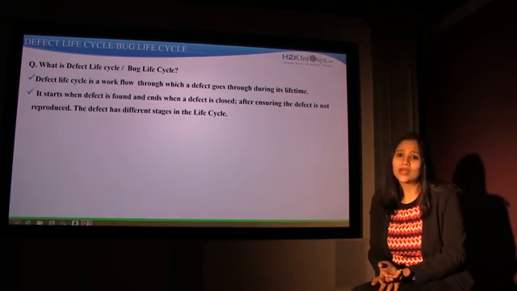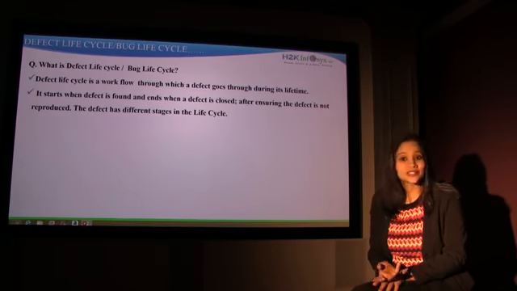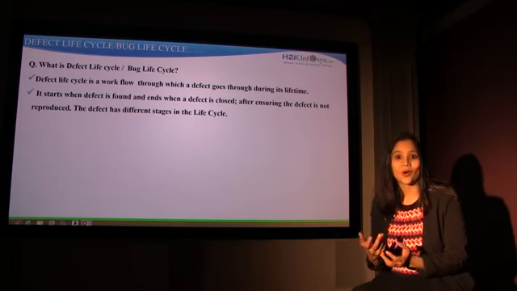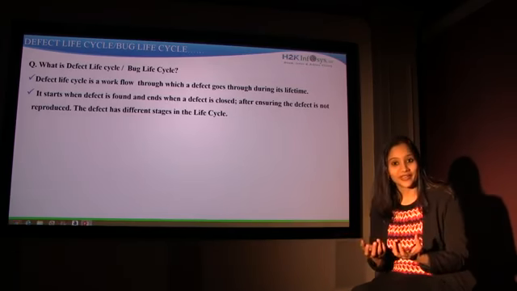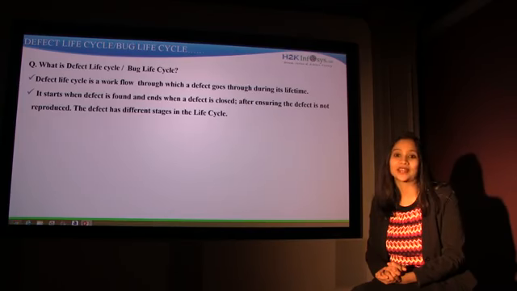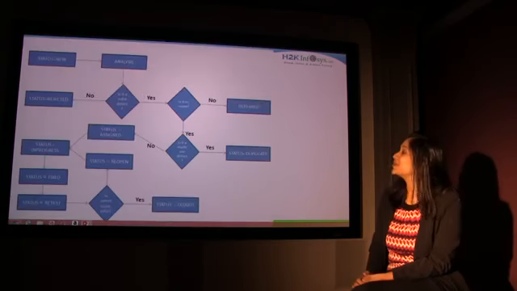So this is typically what happens in the IT industry as well. As soon as you find a defect or a bug in the application, you open a ticket or open a defect. And then what happens in the process is what is called the defect life cycle. Let's go to the next slide and see what it is.